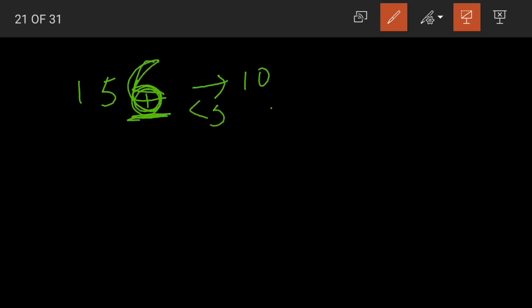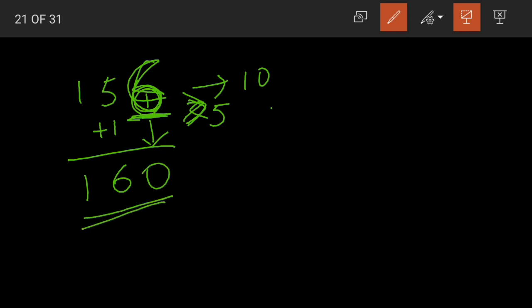Wait a minute. See, if this is the number and we had to round it off to 10, what did we do? Let us take 6. We looked at the number in the ones place, which is 6. Now this is greater than 5. So we added 1 to the number in the tens place. It became 16, and we replaced the number in the ones place with 0. We got the answer as 160.